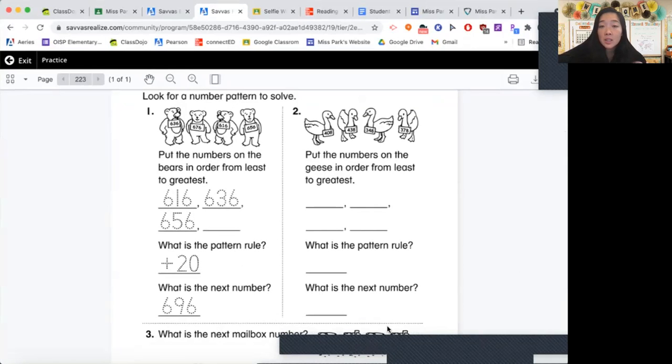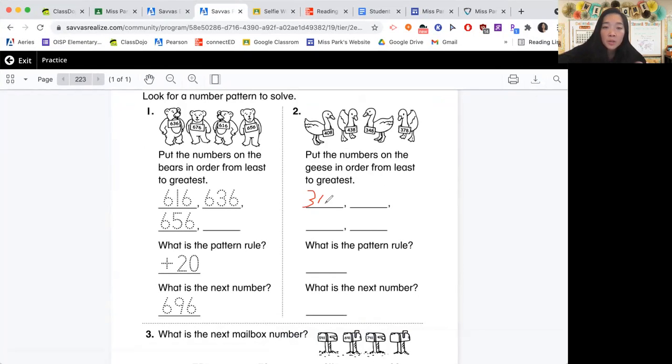Now let's look at these little ducks. Put the numbers from least to greatest. So we have 408, 438, 348, 378. So 348 is the smallest number. Then it's going to be 378. Then it's going to be 408. Then it's going to be 438.